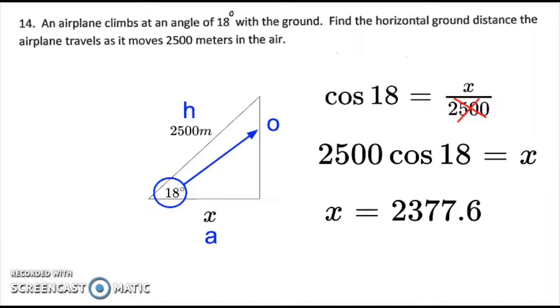Multiply them together, we'll get 2,377.6, just rounded to the nearest tenth. And that will be the distance. And that's going to be number 14.